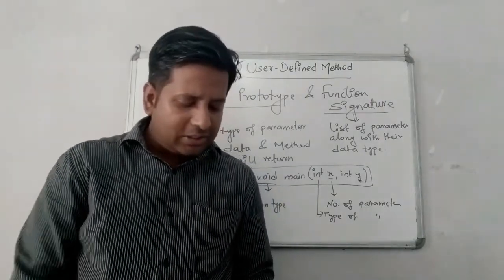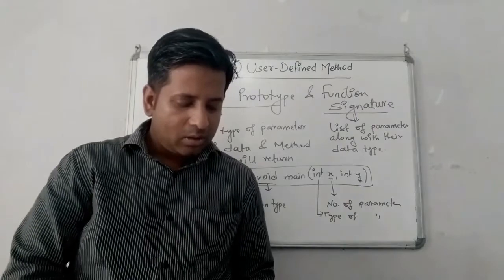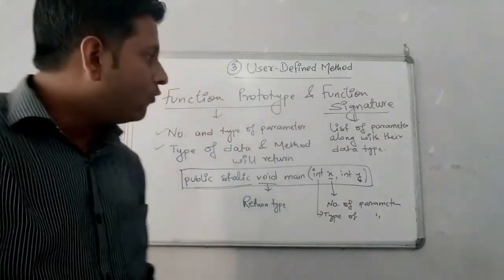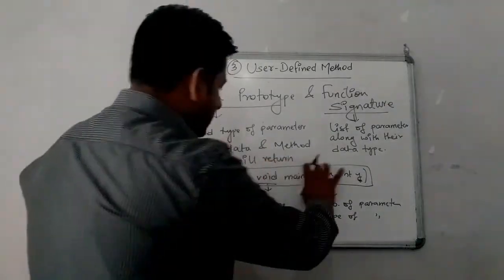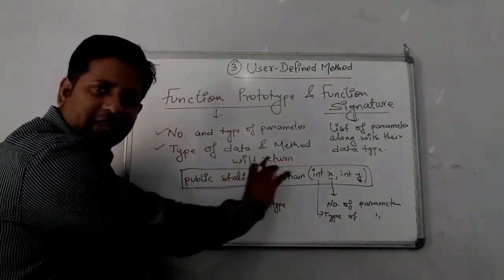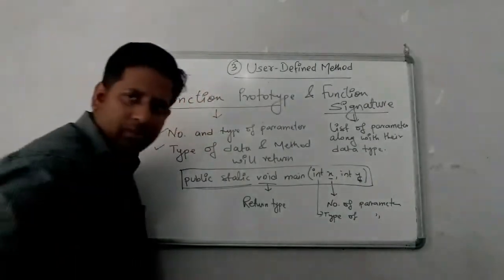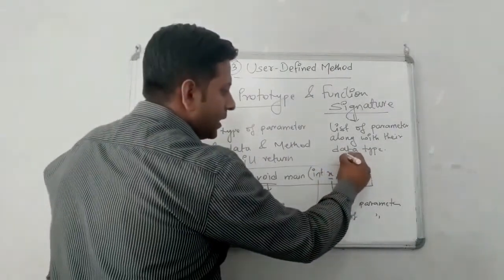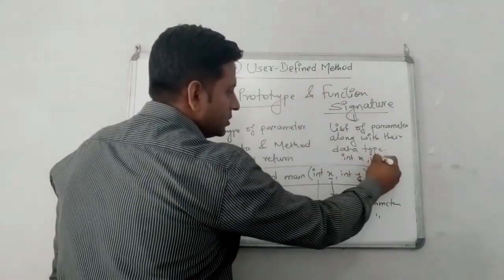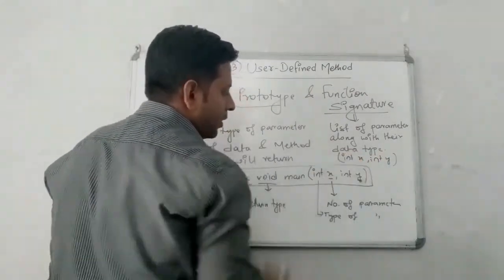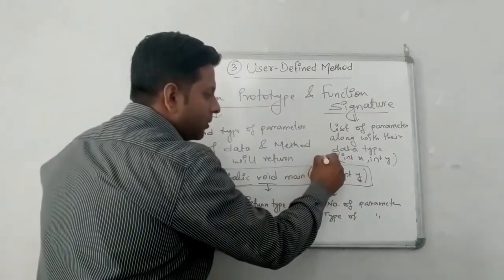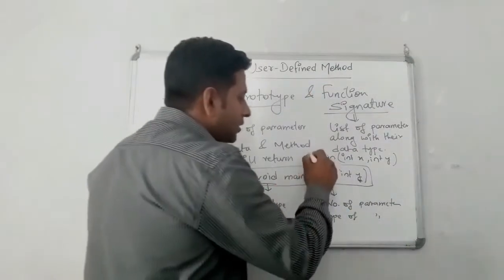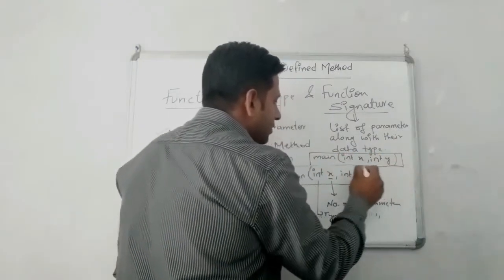So if we consider this, the function signature will be in this case only. If you consider this example, the function prototype, from here only we get the function signature. So the function signature will be simply int x, int y. Okay, we can give the name also, no problem. So children, this part becomes the function signature.